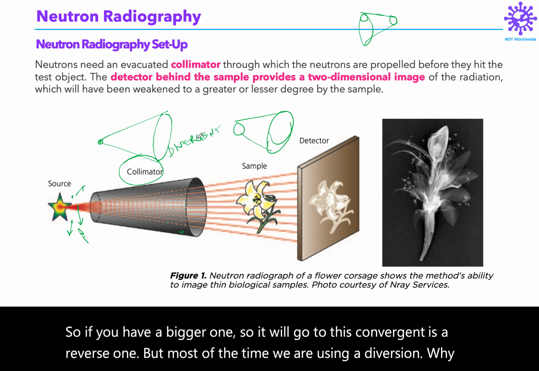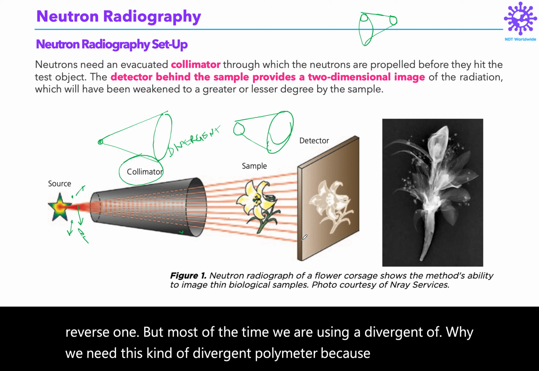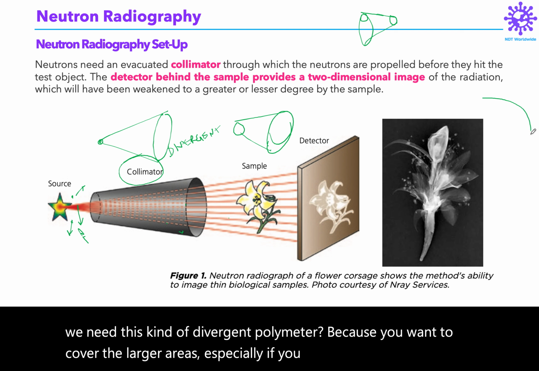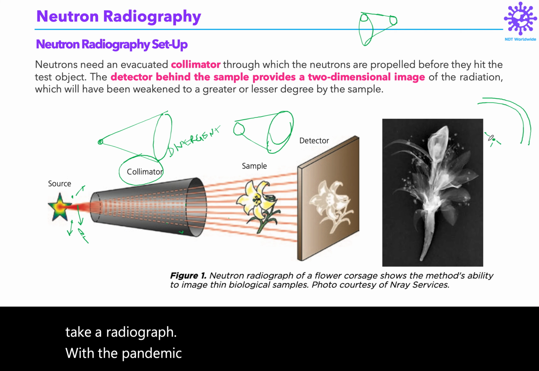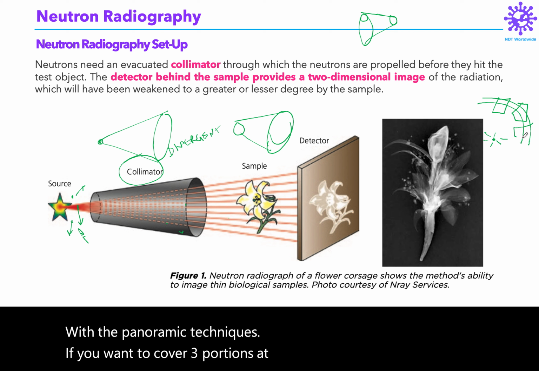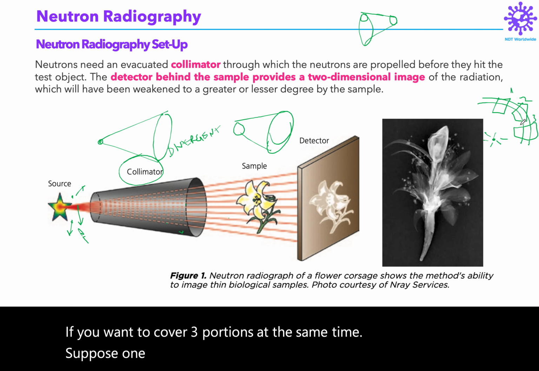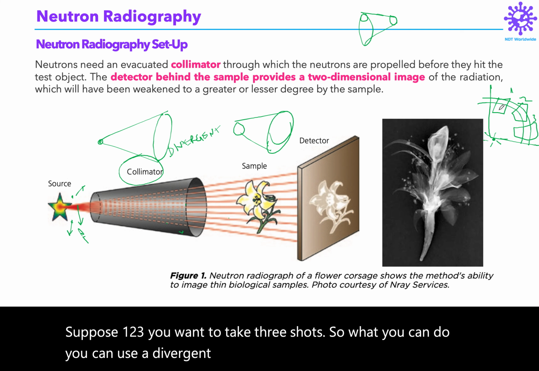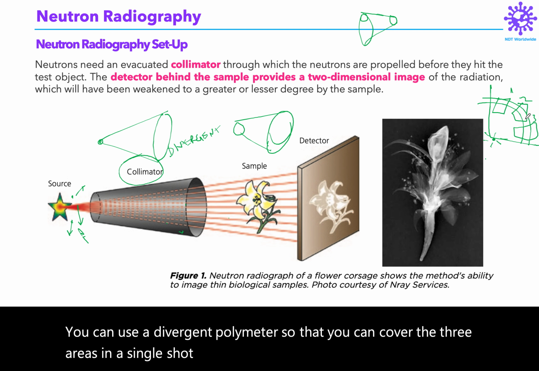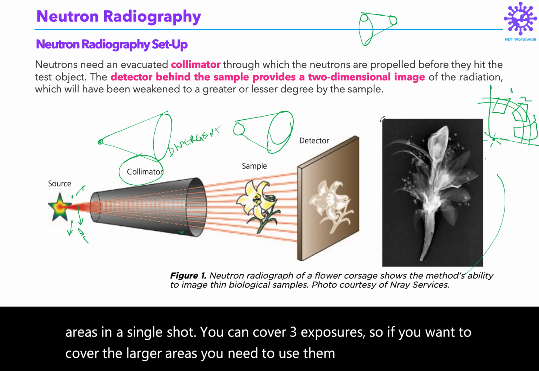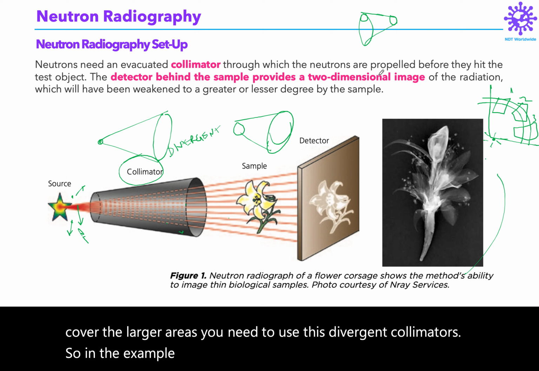Why do we need this kind of divergent collimator? Because you want to cover larger areas, especially in RT, if you want to take a radiograph with panoramic techniques, like if you want to cover three portions at the same time, suppose 1, 2, 3, you want to take three shots. What you can do is use a divergent collimator so that you can cover the three areas in a single shot. You can cover three exposures. So if you want to cover larger areas, you need to use divergent collimators. In the exam they used to ask one question on this.